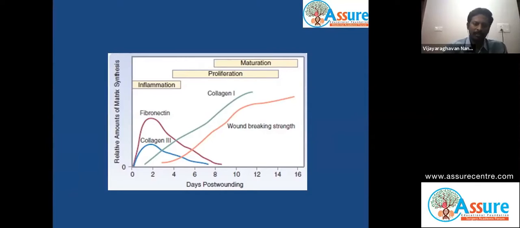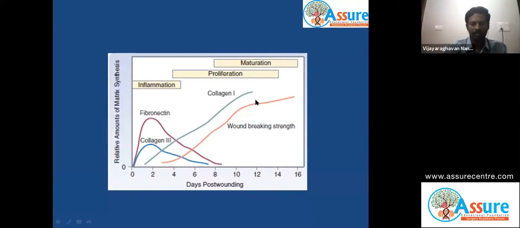As you see, in the inflammation phase the predominant cell type will be the neutrophils. In proliferation, it will be the fibroblast. In maturation, there is no particular individual cell type. If you see this chart, you get a lot of information. Type 3 collagen is first deposited, which is then converted into type 1 collagen. And if you see the wound breaking strength, it slowly increases in the maturation phase.